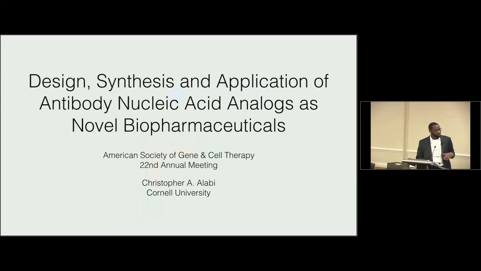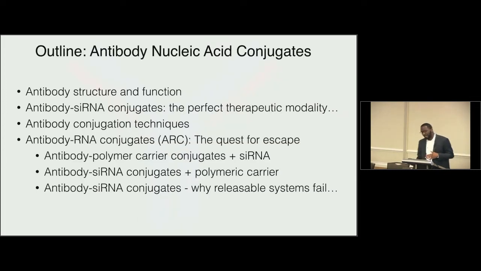I'll go over techniques related to antibody structure and function, in case there are folks here that aren't familiar with the structure of antibodies. I think everyone must have heard of what an antibody is, but there are salient features of it that I think are important to take note of when you're thinking of putting together some sort of antibody-RNA conjugate. Then I'll go into why I think, and I think a lot of people do think, targeted RNA delivery is sort of the perfect therapeutic modality.